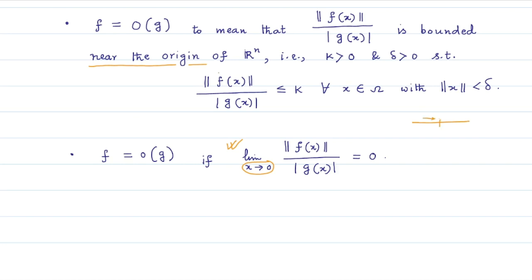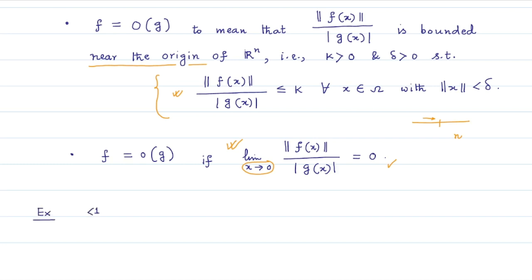We can even take a discrete variable like the variable n that takes integral values, and when n tends to infinity, we can consider this inequality to define big O notation and this limit as n tends to infinity to identify small o notation. As in our course, we shall require comparison of two functions around the origin of the n-dimensional Euclidean space Rn, we confine ourselves only to this inequality for big O notation and this limit for small o notation. Let me now consider a few examples on big O and little o or small o notations.